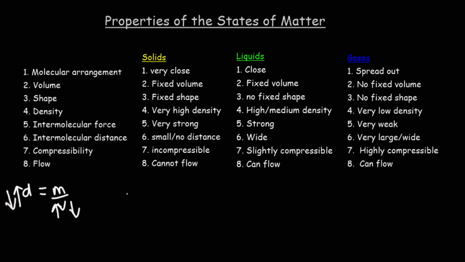Now, for solids, because the particles have been arranged to form a very compact structure, what it means is that the molecules, by reason of their arrangement, occupy a very small space. And the space occupied by an object is volume. And because the volume here is very small, the density of solids is very high.